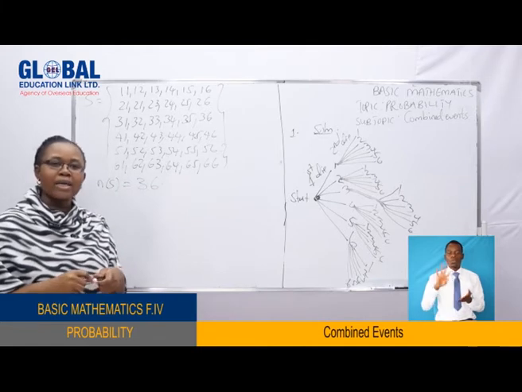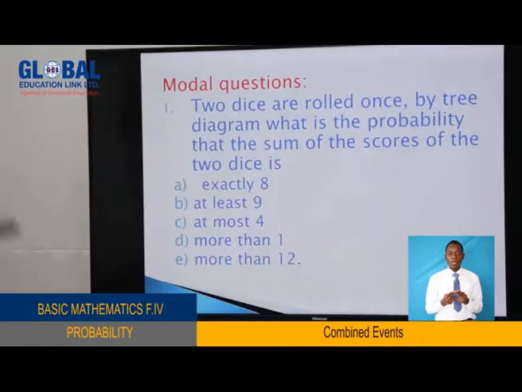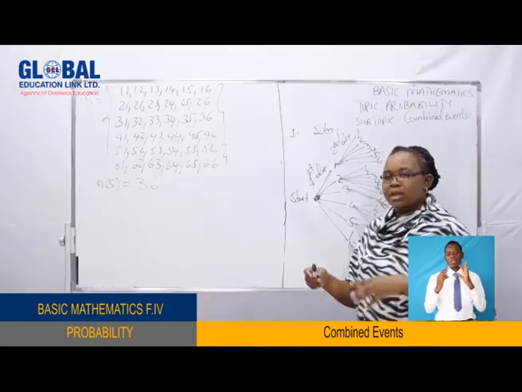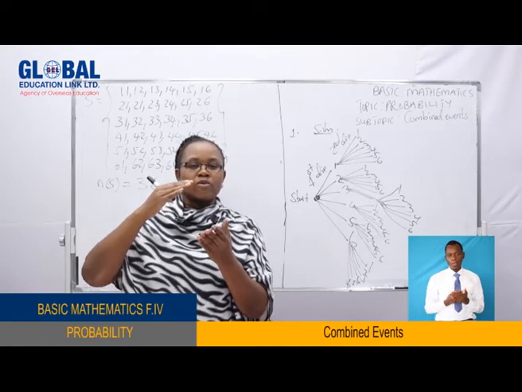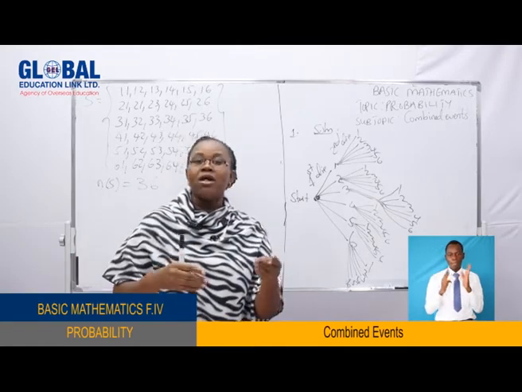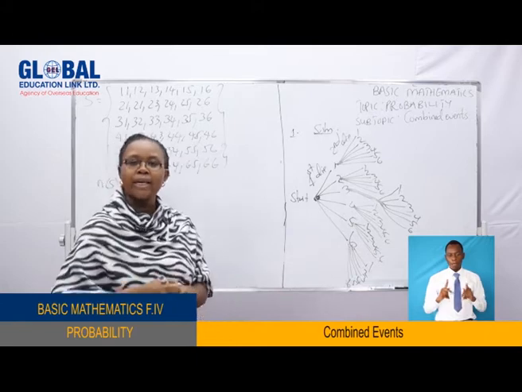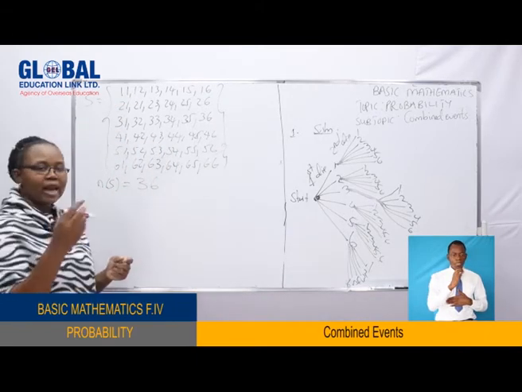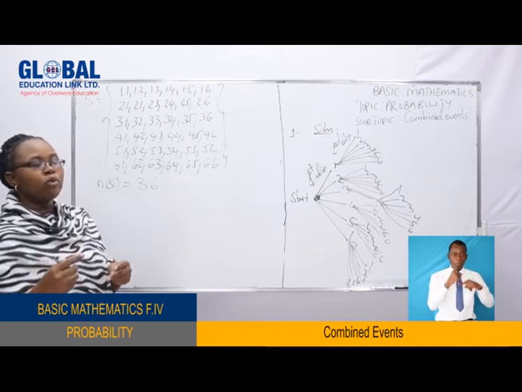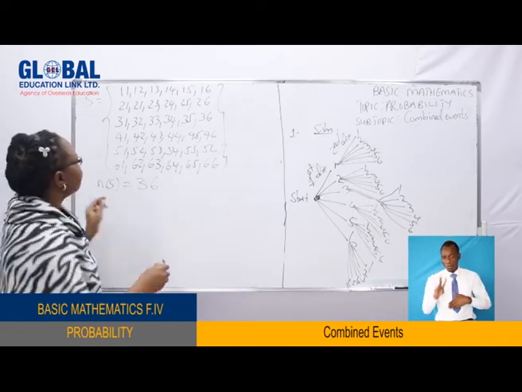Then we are going back now to the question. What is the probability that the sum of the scores of the two dice is exactly 8? What are we supposed to know? The sum. It means when you add the two numbers from the first die and the second die, the answer should be exactly 8. Then we come to the sample space. We are finding the pairs which, when we add them up, give exactly 8.